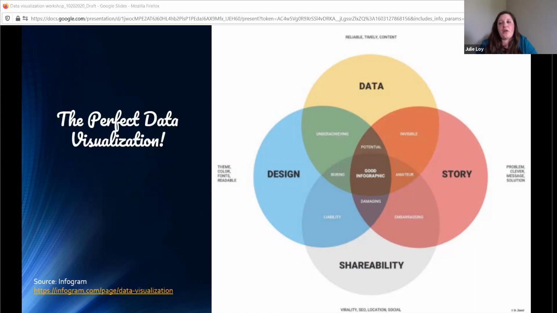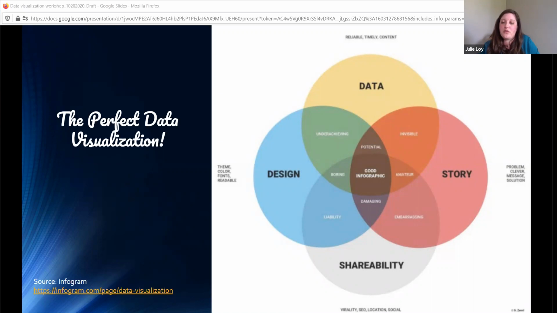Okay, so what I like about this visualization is that it represents, well, one very good thing: you have the various components of data, having reliable, timely data, and then you look at the design aspects. You want to have good, readable data. What are the themes, colors and fonts? Are they going to be good for your audience?